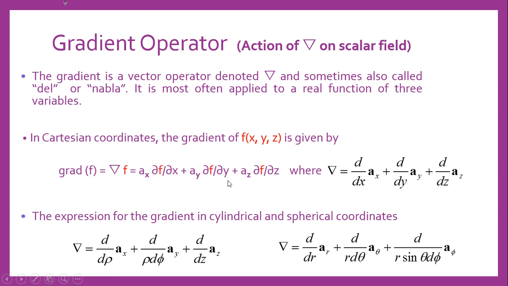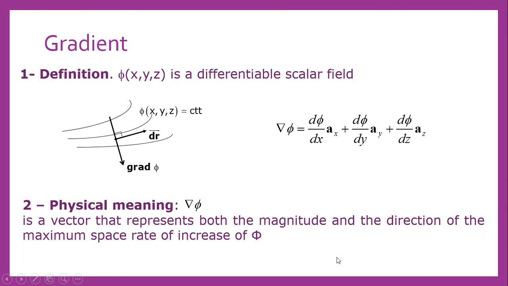We can express this vector in cylindrical as well as in spherical coordinates. Instead of ax, ay and az, in cylindrical you get the components dou by dou rho, one by rho dou by dou phi, and dou by dou z. For spherical coordinates, it is dou by dou r, one by r dou by dou theta, and one by r sine theta into dou by dou phi.